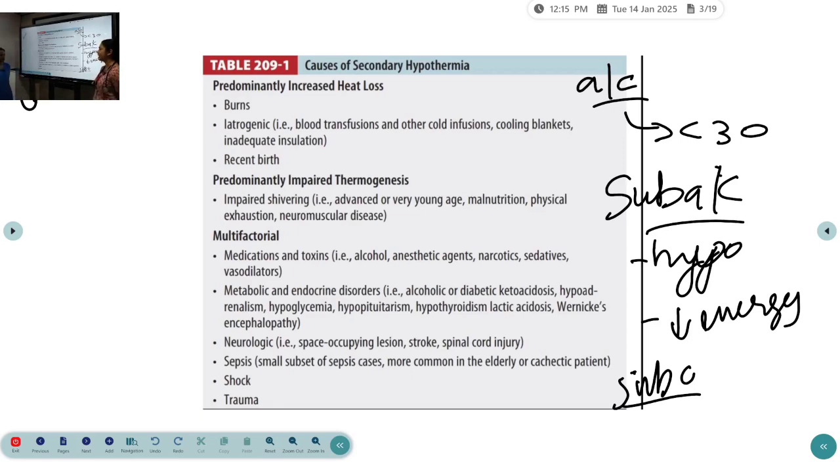Then in the elderly, because their heat production will be impaired, there will be increased heat loss, and the thermoregulatory centers might be malfunctioning. That's why the elderly are more prone to hypothermia. Okay.